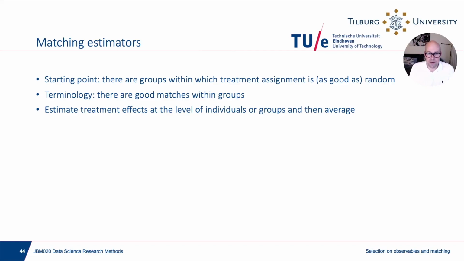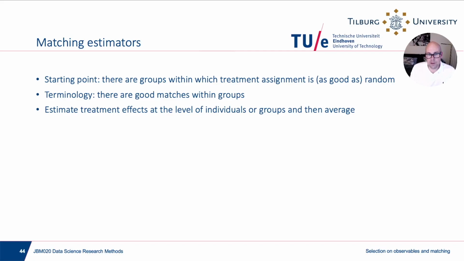What is matching? What are matching estimators? Matching estimators have as the starting point that there are such groups. There is such a local randomization. Here I've put also the case where treatment assignment is as good as random. So in practice, sometimes one would also use these matching estimators for situations where there was no deliberate randomization, but where one can argue that a treatment status was more or less random.